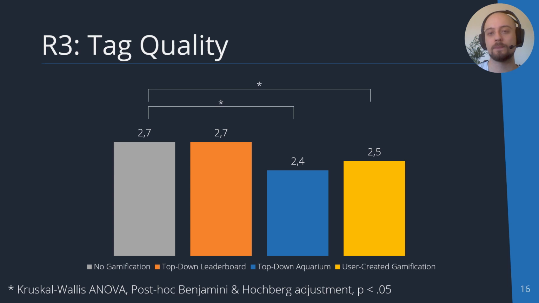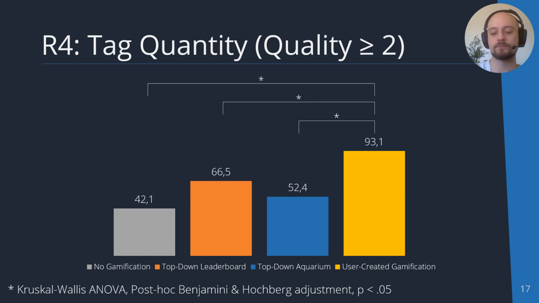Regarding tag quality, we did not find all the significant differences we would have expected. We only found a significant difference between no gamification and user-created gamification, as well as no gamification and top-down aquarium. This means we cannot say that user-created gamification has significantly lower tag quality than our top-down conditions. Lastly, if we filter out the tags of bad quality, we can see that user-created gamification still has the highest amount of tags compared to top-down gamification as well as no gamification.